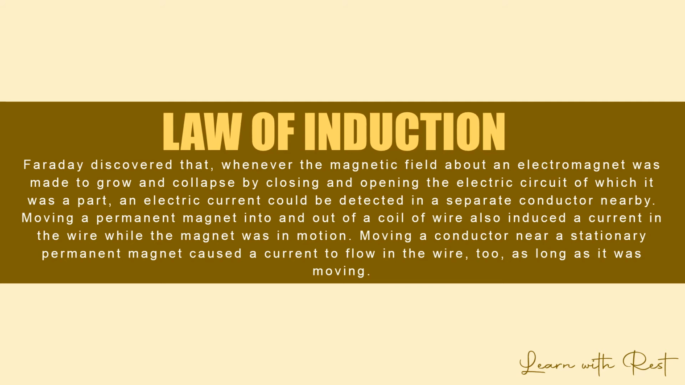Moving a permanent magnet into and out of a coil of wire also induced a current in the wire while the magnet was in motion. Moving a conductor near a stationary permanent magnet caused a current to flow in the wire too, as long as it was moving.